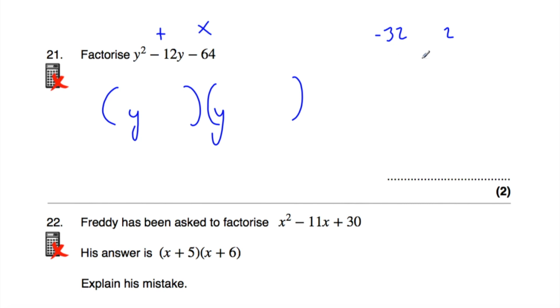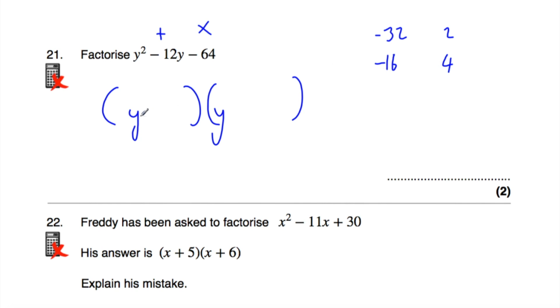So let's start off with minus 32 and 2. Because minus 32 multiplied by 2 is equal to minus 64. And if we do minus 32 plus 2, that's going to be minus 30. But we want a minus 12, so let's try some other numbers. So let's now try minus 16. And if we do minus 16 times 4, that's equal to minus 64. Because if we double it, we're going to get minus 32. And if we double again, that's minus 64. And if we add these two numbers together, if we do minus 16 plus 4, that's minus 12.